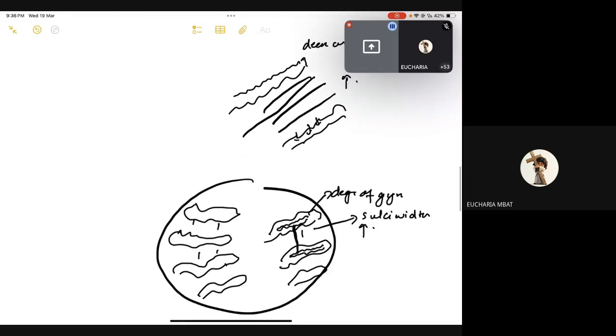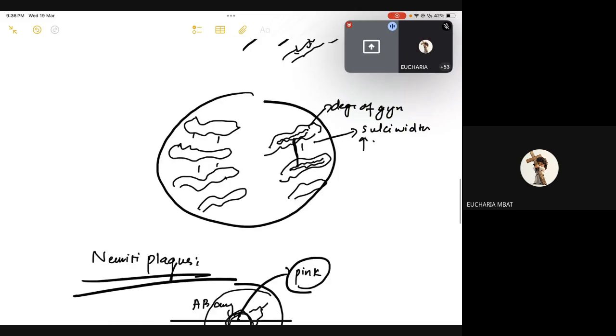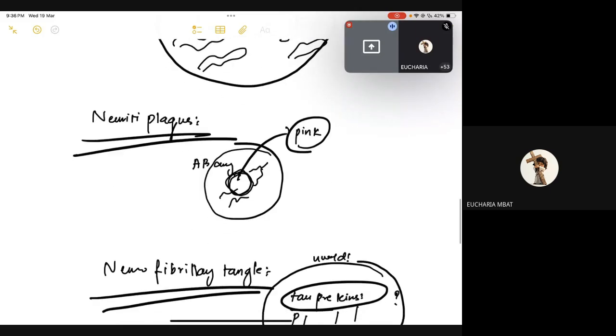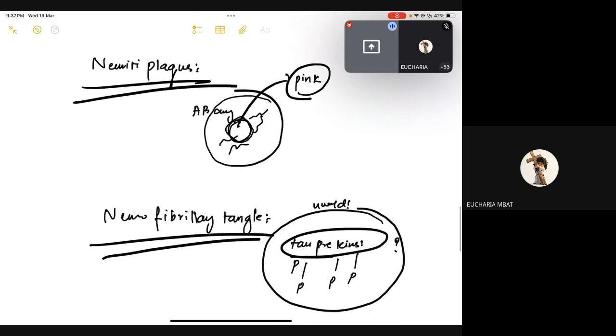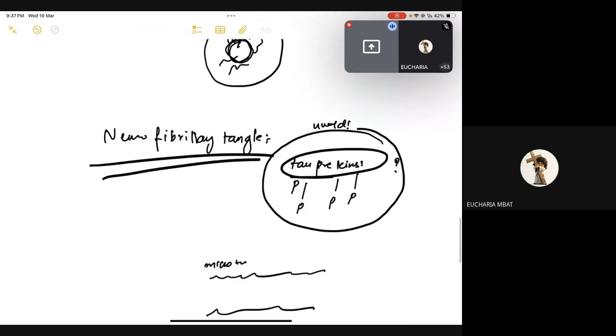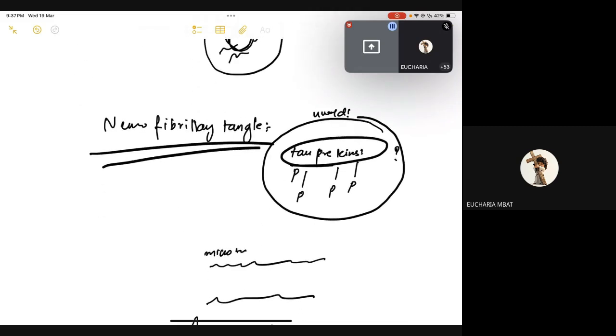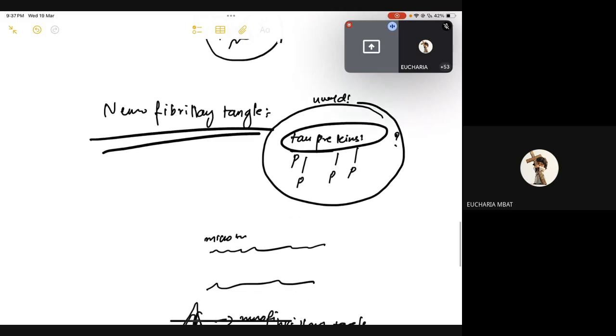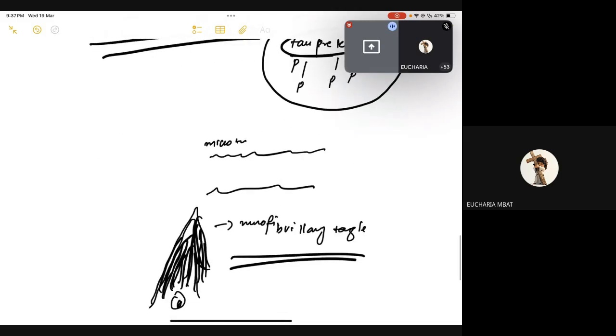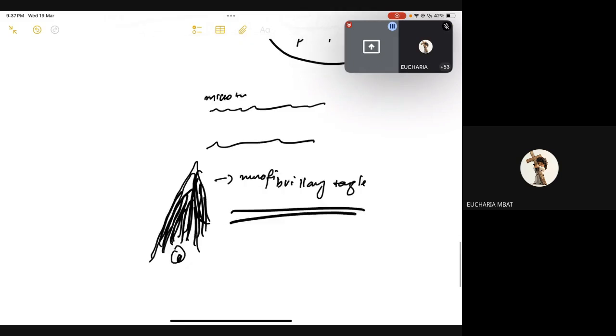So we discussed that we are going to have narrowing of the gyri while widening of the sulci. We discussed neuritic plaques. They are simply pinkish plaques of A beta amyloid along with some neuritic processes. We discussed neurofibrillary tangles. Whenever the tau protein, which is a protein of your microtubule, gets hyperphosphorylated, we are going to see formation of a structure that is the neurofibrillary tangle.